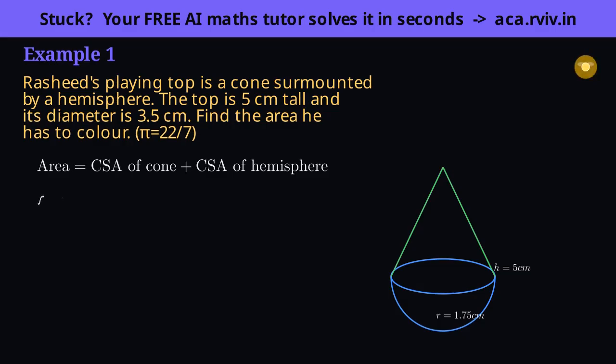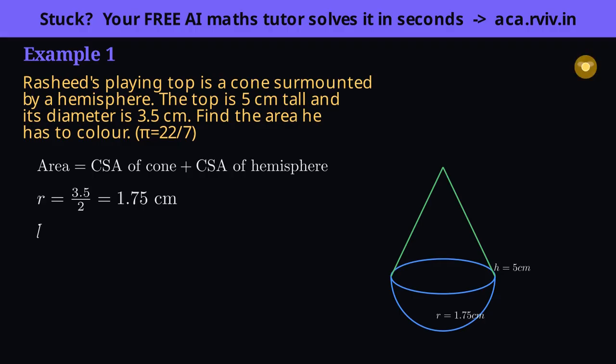Now let's gather our numbers. We are told the diameter is 3.5, but every formula here wants the radius, so we halve it to get 1.75. And here's the neat part, the cone and the hemisphere are stacked on the same circle, so they share this one radius, that's why we only compute it once.